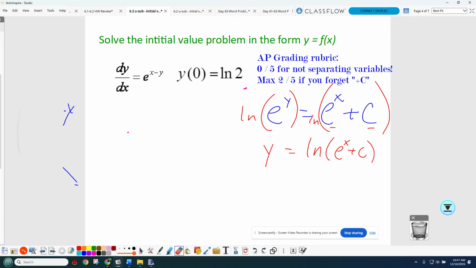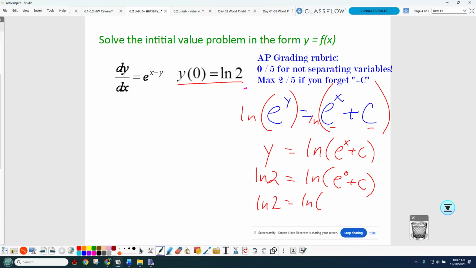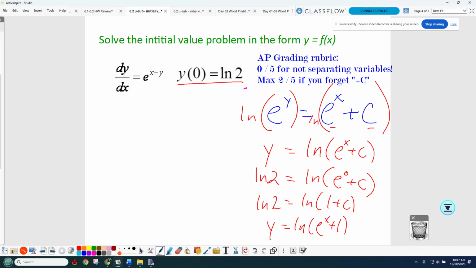But they want us to find the particular solution, the unique solution, or the exact solution, the one on that slope field that goes through this coordinate. Well, plug the y value in for y, the x value in for x. Natural log of 2 equals natural log of, what's e to the 0? 1. What is the c value then? 1. So y equals ln e to the x plus 1.